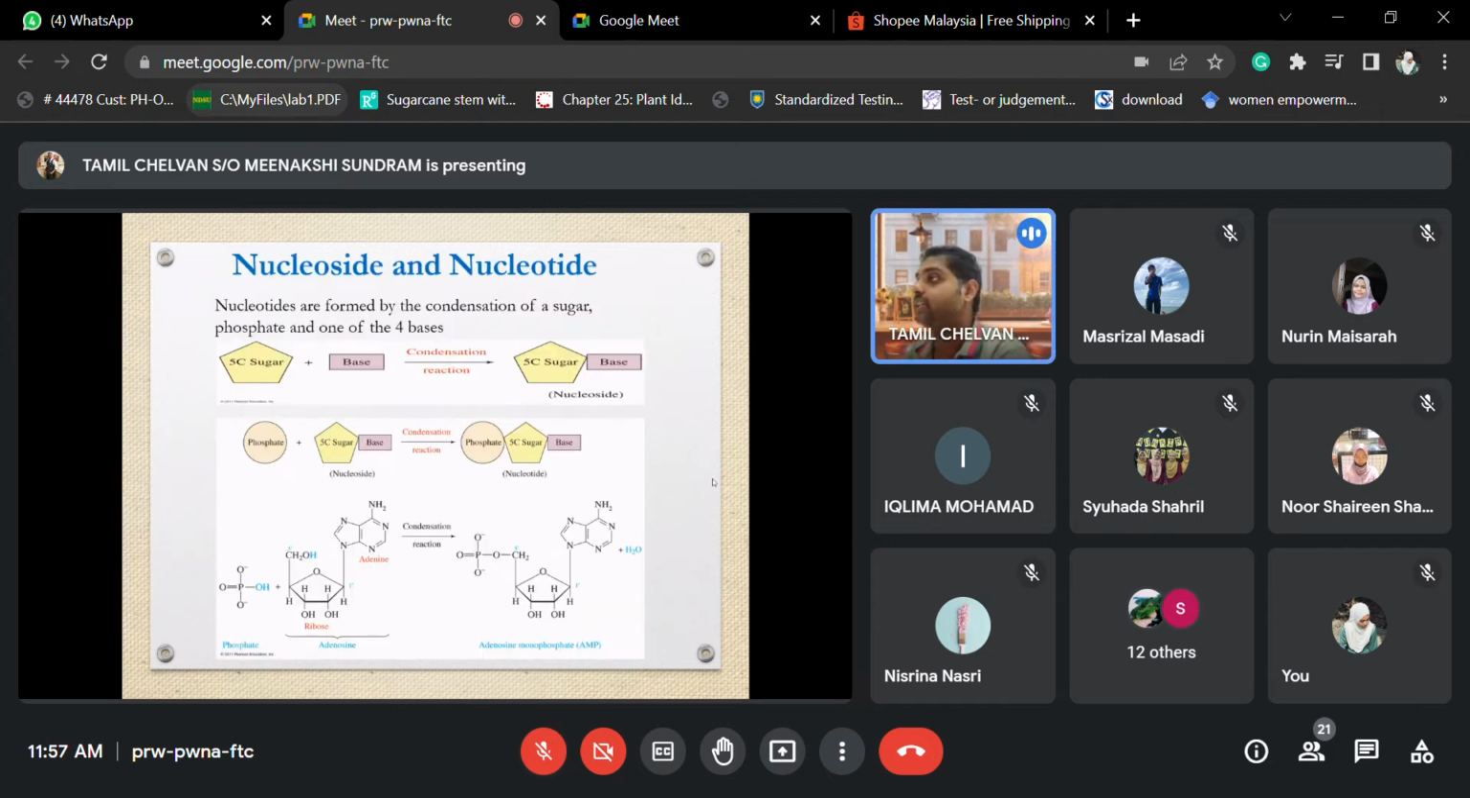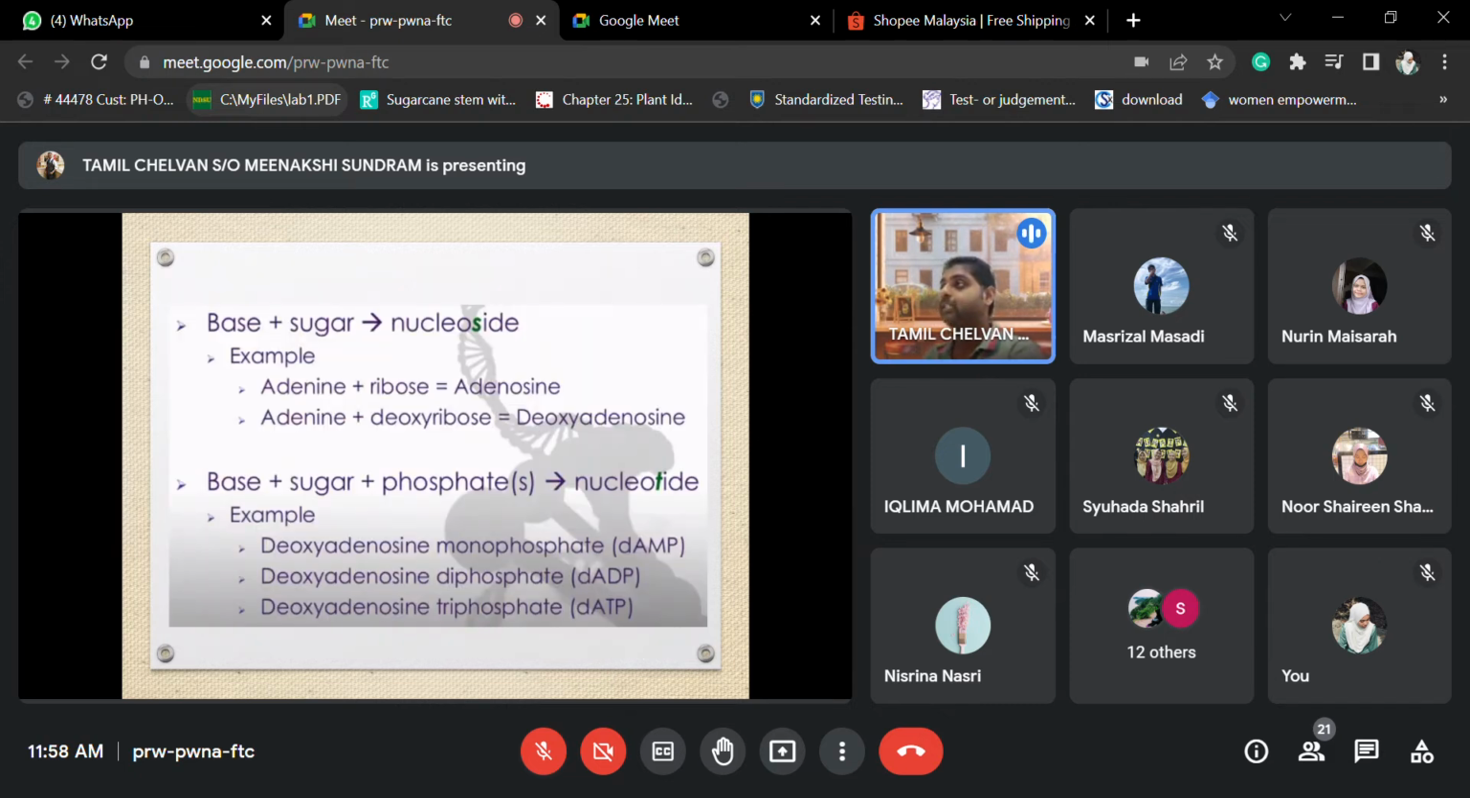So nucleoside and nucleotide. Nucleotides are formed by the condensation of a sugar, phosphate, and one of the 4 bases. Dia condense, dia akan produce nucleotide. Kalau nucleoside aja, sugar dengan base akan condense forming nucleoside. Adenine dengan ribose, adenosine. It condenses with phosphate forming adenosine monophosphate.